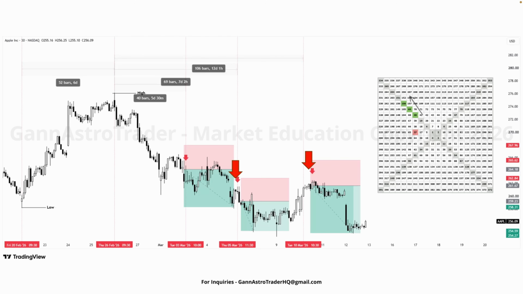Finally, we reach the next major timing reference around Tuesday, March 10th at 10:30 in the morning. Price has recovered from the previous decline, so buyers are once again becoming active and pushing Apple higher. But as price approaches the projected resistance area, we now watch carefully for sellers to appear. The important question is whether buyers can maintain control or whether sellers will absorb the buying pressure and create another reversal. This is where the mathematical timing framework meets the real battle between buyers and sellers.